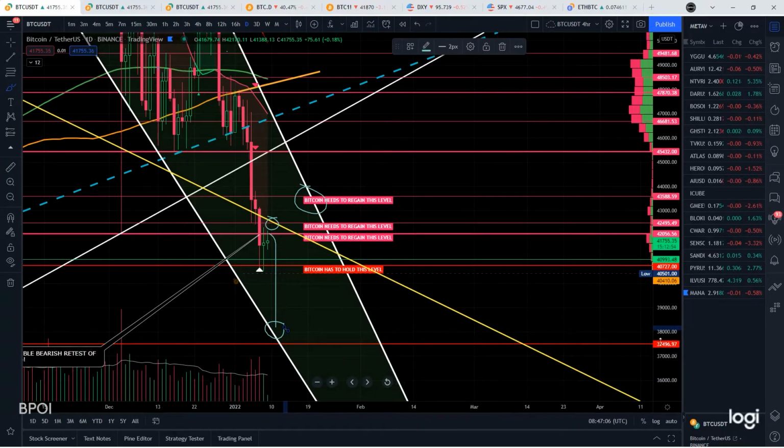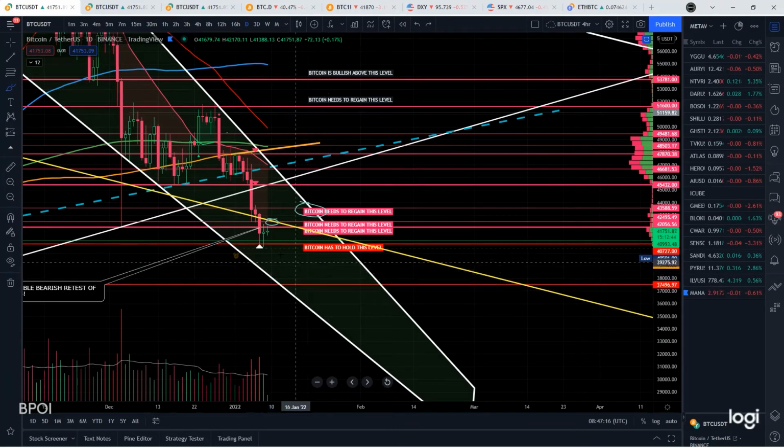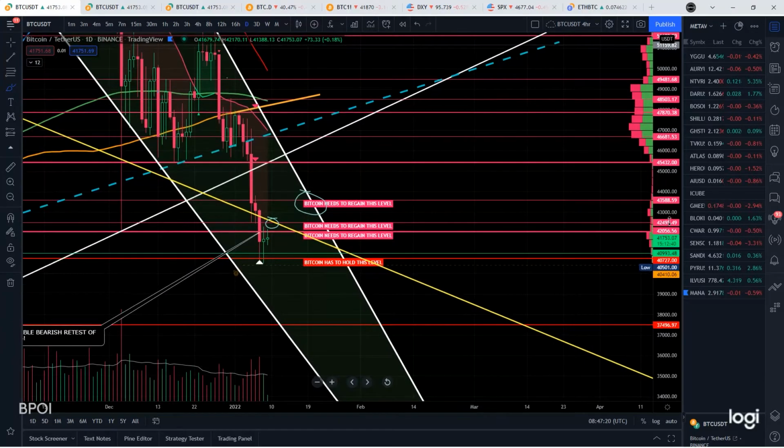So 37,496, 38,000 potentially is the bottom. We may bounce in a V-shaped recovery, that would be nice, or we may range in this area. But either way, we just need to be showing some positivity. The bulls need to show up, and we need to be moving upwards.